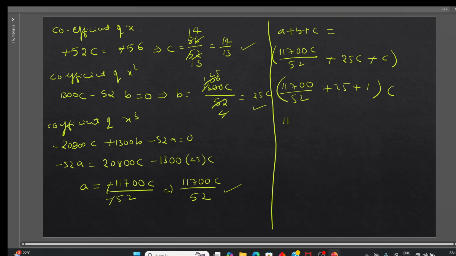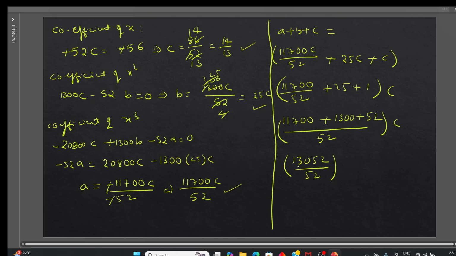So what is the answer? 11700 plus 25 into 52, what is the answer? 1300 plus 52 whole divided by 52 into c. 11700 plus 52. The answer is 13052 by 52 into c. What is the c value here? The c value is 14 by 13.